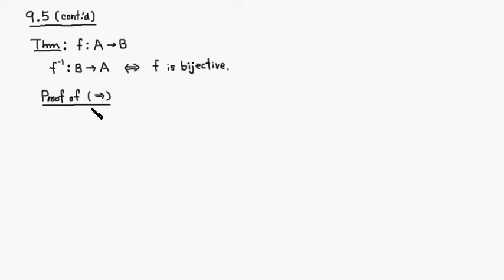Right? So let's prove, since this is an if and only if statement, so we have to do both implications. So let's try to write the proof for this implication: if f inverse is a function, then f is bijective. So first line. Assume that f inverse is a function from B to A. So this is given.